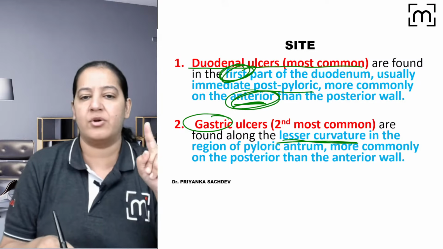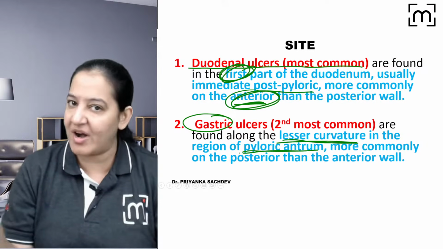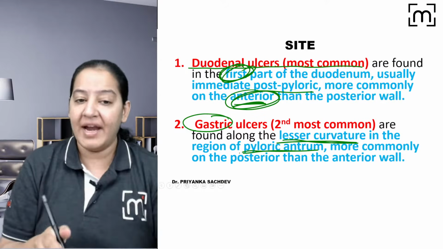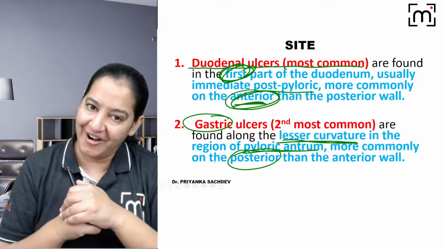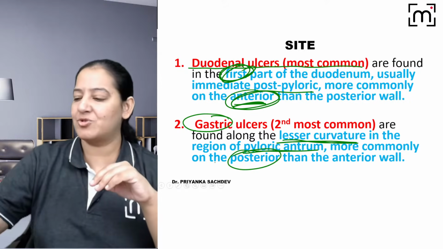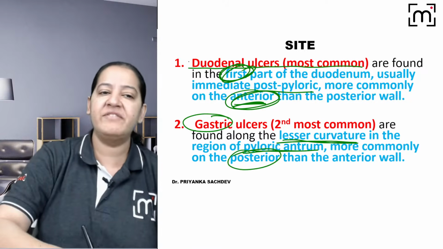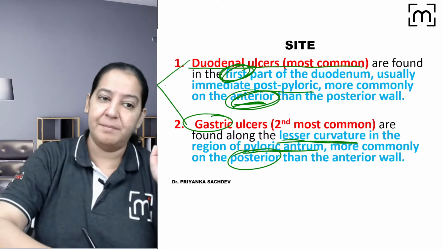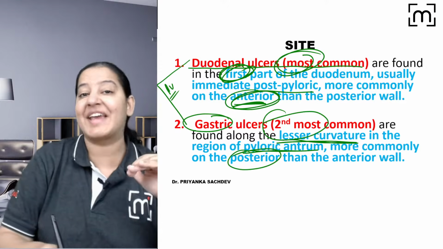In the lesser curvature also, it is in the pyloric antral canal. It is not in body, it is not in fundus, it is not in cardia. It is in the end portion, pyloric antral. And here it is more common on the posterior wall of the stomach, not on anterior wall. You got my point? So that is the most common site of the ulcers. Now overall, can you tell me which is more common, duodenal or gastric, out of the two? Both are peptic ulcer, but which are more common? Of course duodenal are more common and gastric are second most common.